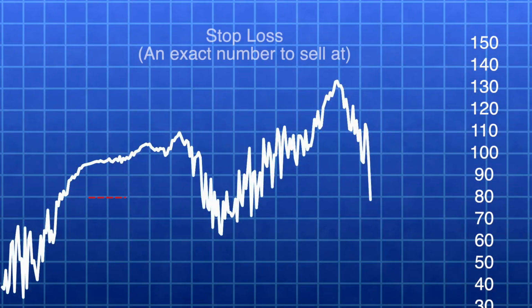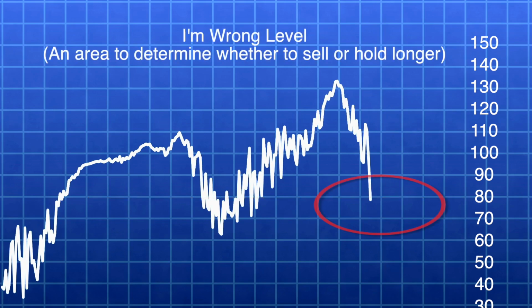A stop is a hard and determined price point, where an I'm wrong level is like, around this area, I'm starting to get nervous or not like the trade anymore, but I may give it an extra day, a week, whatever the case may be, just to see if it's just testing those levels and then going to turn around and go higher or behave like I thought it was going to do.